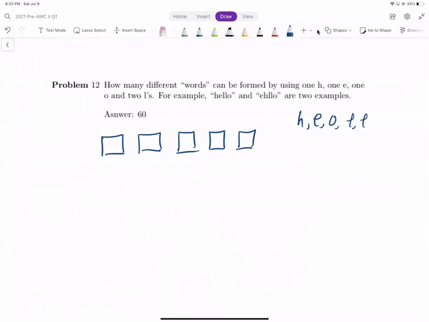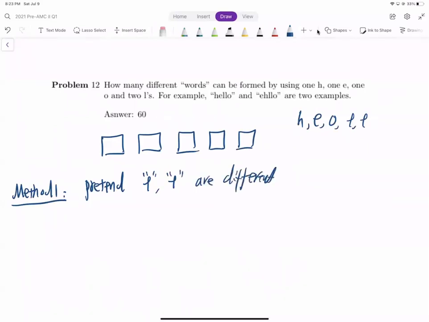Here, what you can do is method 1. First we pretend these 2 L's are different. We say, okay, maybe we put this and this. We pretend they are different, and then we know the number of ways just equals a permutation, 5 factorial, which is 120.